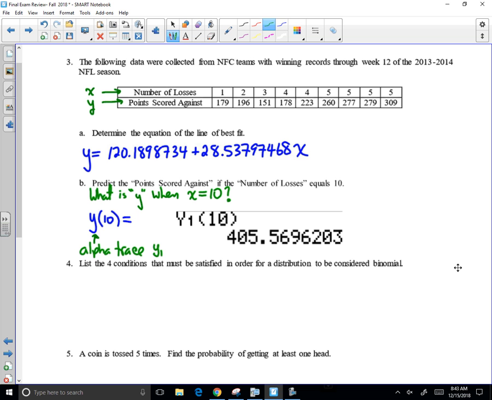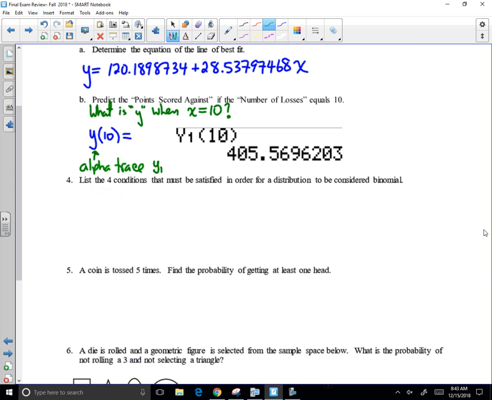Some people like to go to the table to get the value of 10, but I don't like doing that because what if I were to say the number of losses equals 3,000? Something that's not easy to get to in the table, or some scenario where it requires you to go decimal form. Like if X is equal to 2.18, it's not coming up in the table, but it would come up using this technique.